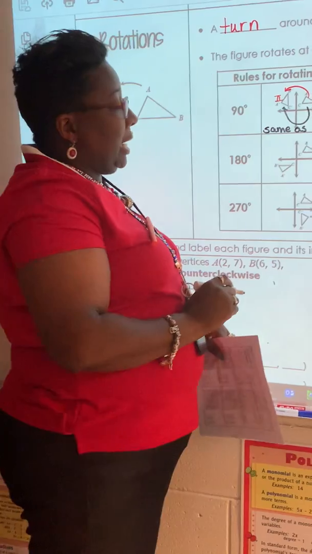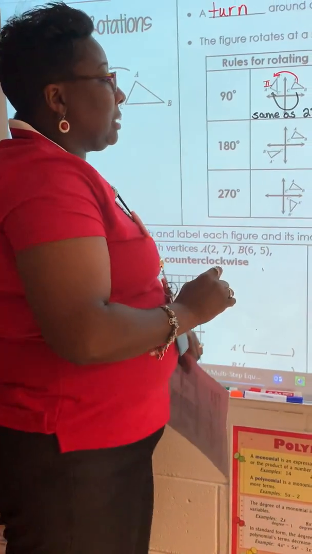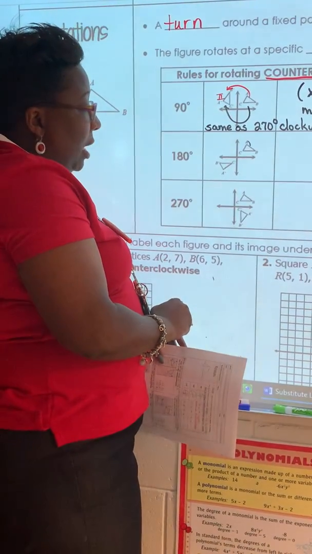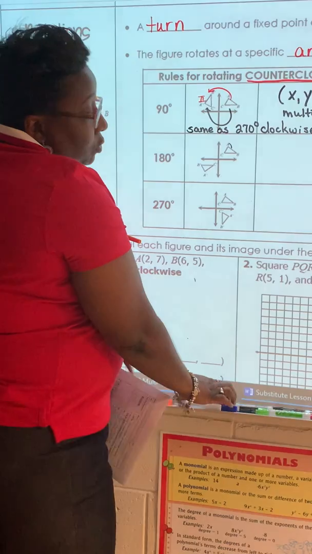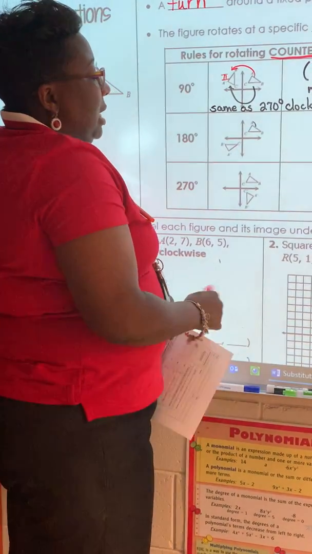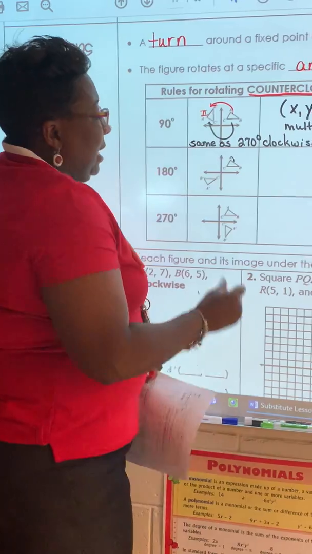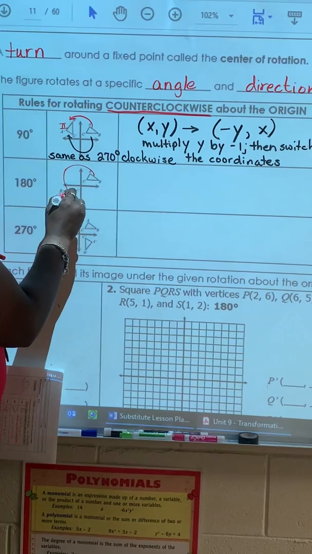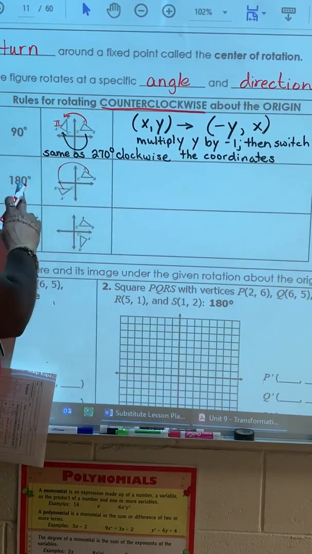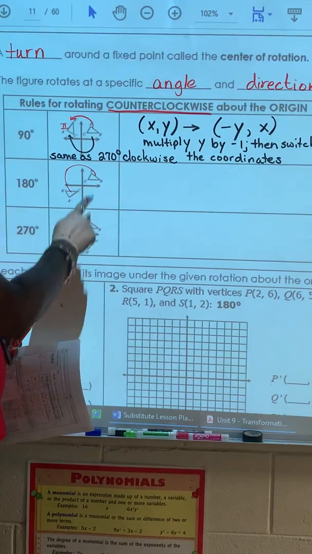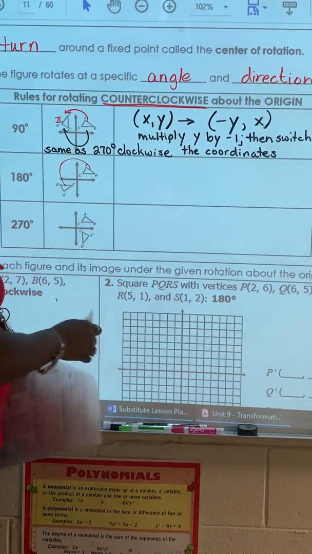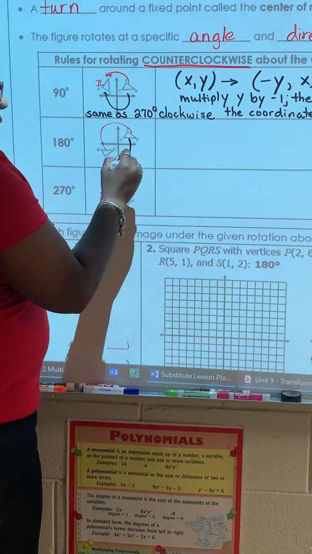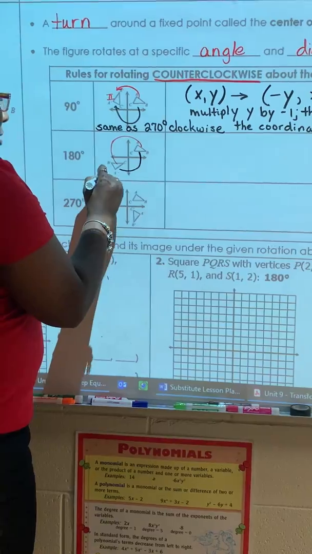Next, we have 180 degrees counterclockwise, given triangle ABC in quadrant 1. If we go 180 degrees, our first turn is 90 degrees, and the second turn is 180 degrees. So if you notice, 180 degrees counterclockwise is the same as 180 degrees clockwise.